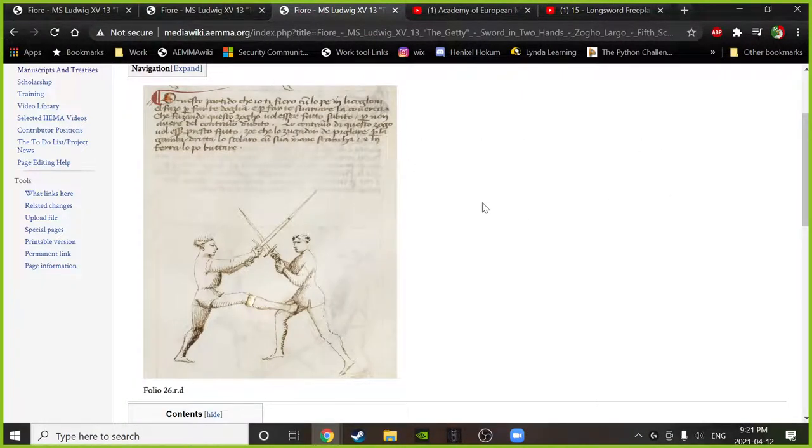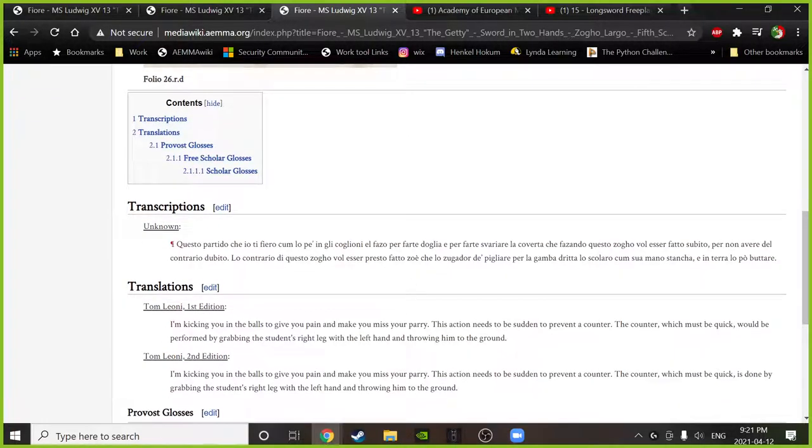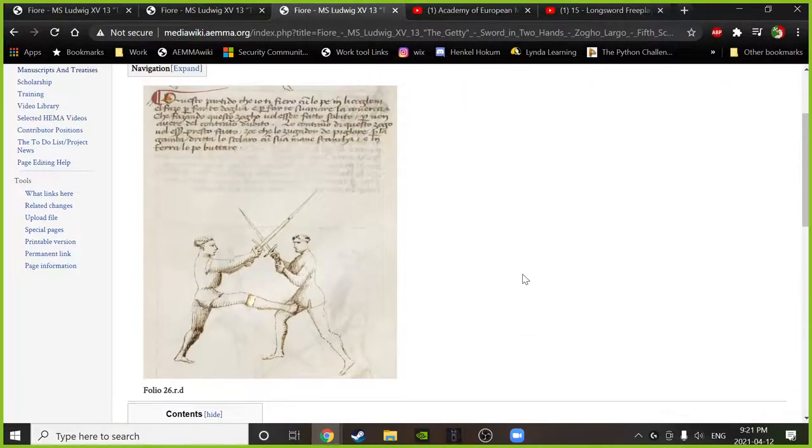Okay, great. All right, so there's an example of this play being done both defensively and offensively. So let's read the text again. Kicking you to the balls. This action needs to be sudden to prevent a counter. The counter, which must be quick, is to grab the leg and sink it to the ground.